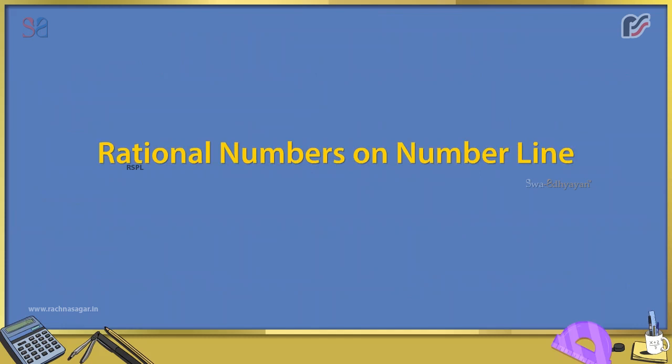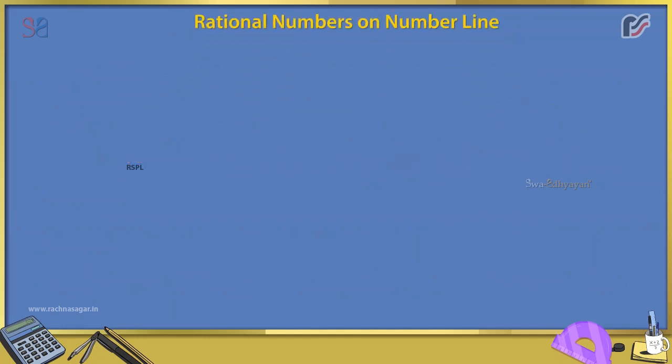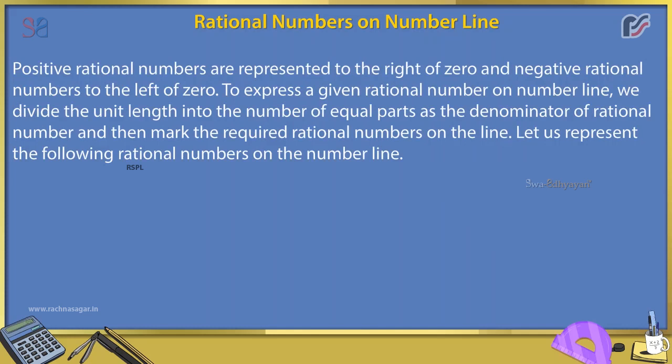Rational numbers on number line. Positive rational numbers are represented to the right of 0 and negative rational numbers to the left of 0. To express a given rational number on the number line, we divide the unit length into as many equal parts as the denominator of the rational number and then mark the required rational numbers on the line. Let us represent the following rational numbers on the number line. A. Minus 1 by 2.